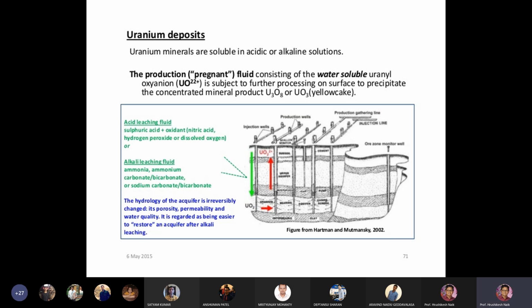The hydrology of the aquifer is irreversibly changed. Its porosity, permeability, and water quality are changed. It is regarded as being easier to restore an aquifer after alkali leaching is carried out. So this is the method used for uranium deposits.